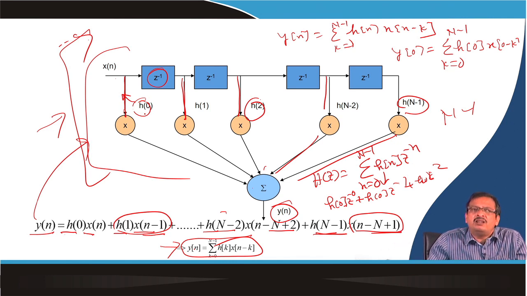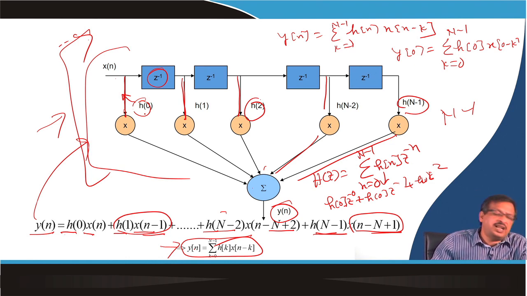Now what is important? How do I get these h values? What should be the value of h0? What should be the value of h1? What should be the value of h2 from the given specification of the filter? That is called FIR filter design.